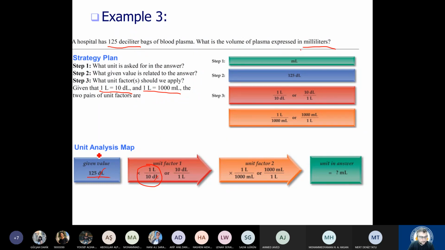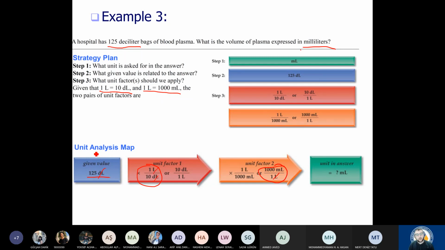So after that, what are you going to do? You can convert liter to the milliliter. Okay, liter is up here, so you must write it down to cancel each other. So you are going to write 1000 milliliter over 1 liter. So liter cancels with liter.